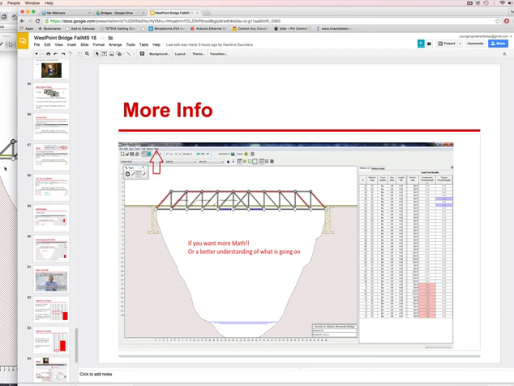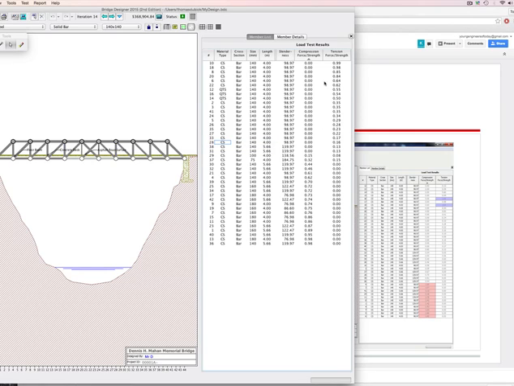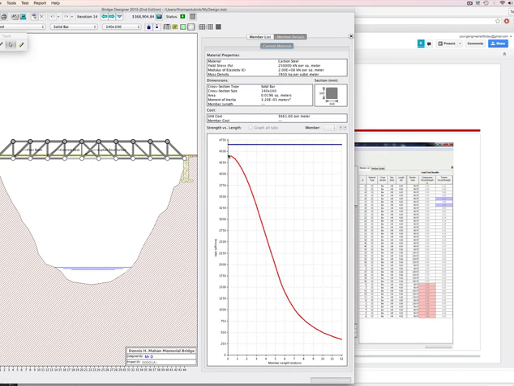So let's go back here. I'm going to play with my bridge. I can get member details. Look at, give you a perfect idea. See, this member, if it's in compression, is in red, right? Blue is tension. It never changes. There's the member length, and here's the strength. Notice when it's in tension, it never changes its strength, no matter what the length is.